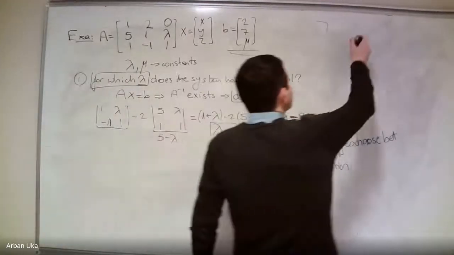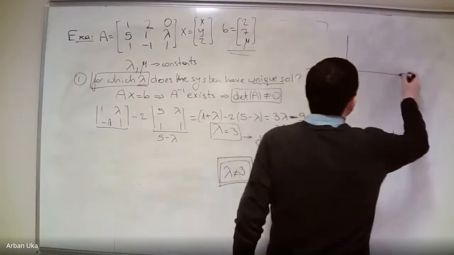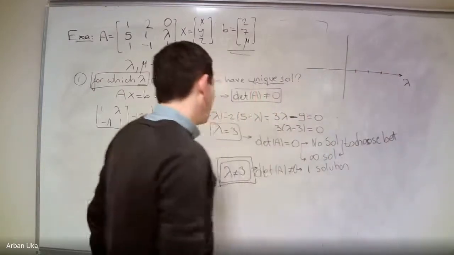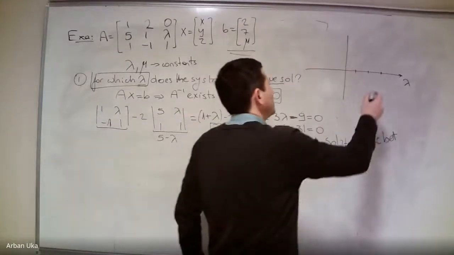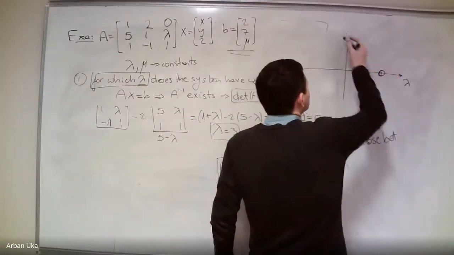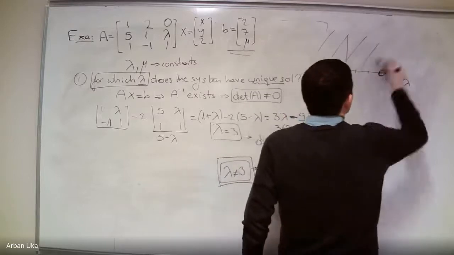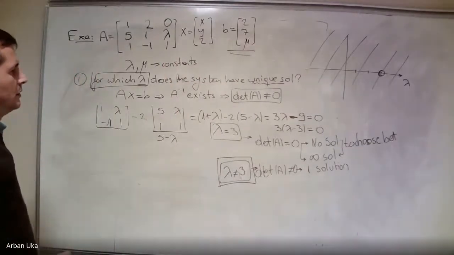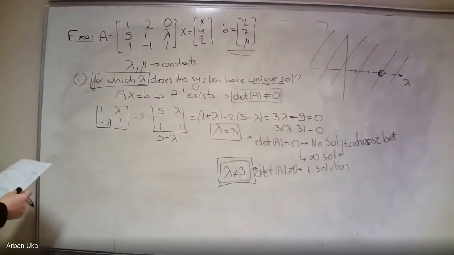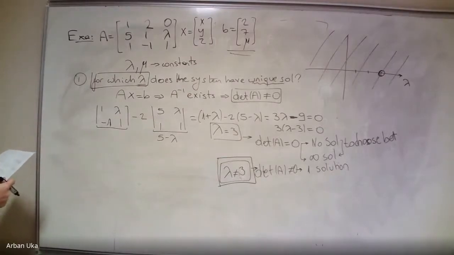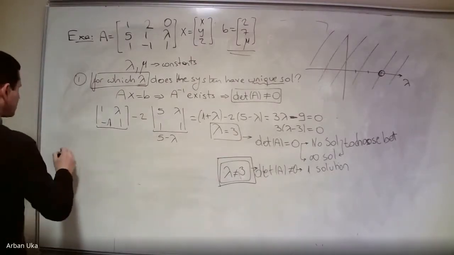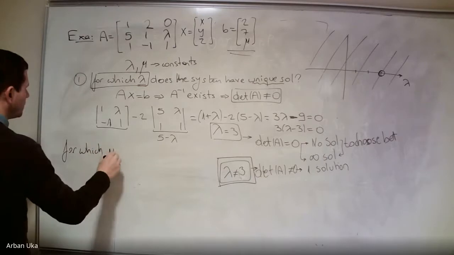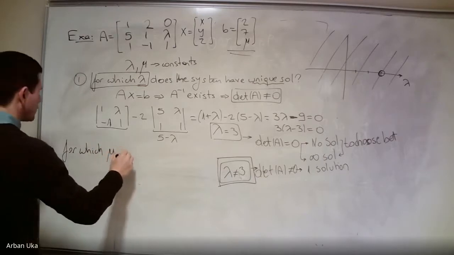So if we have here the lambda, this is 1, 2, 3, then we have to exclude only this point. We exclude this point, and then all the values of lambda are good. Okay? Only there we have a problem. Now, this is the first part, and now we can ask the other question: for which mu does the system have no solution?